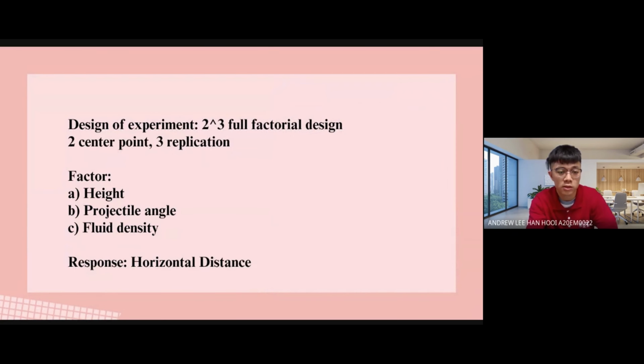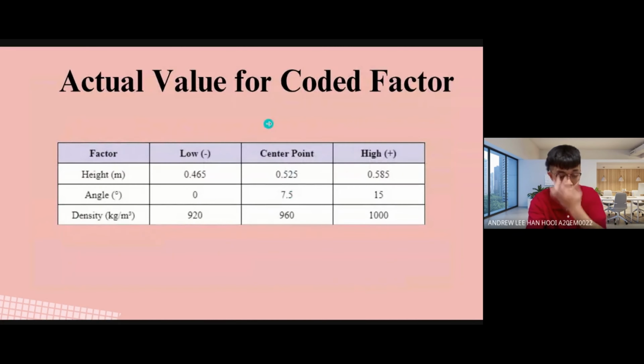The design of experiment is the 2^3 full factorial design with 2 center points and 3 replications. The factors are height, projectile angle, and fluid density, and the response is the horizontal distance. For the actual values of the coded factors, the first factor is height, where the low value is 0.465 and the high value is 0.585. For the angle, the low is 0 degrees and the high is 15 degrees. For the density, the low is 920 and the high is 1000.